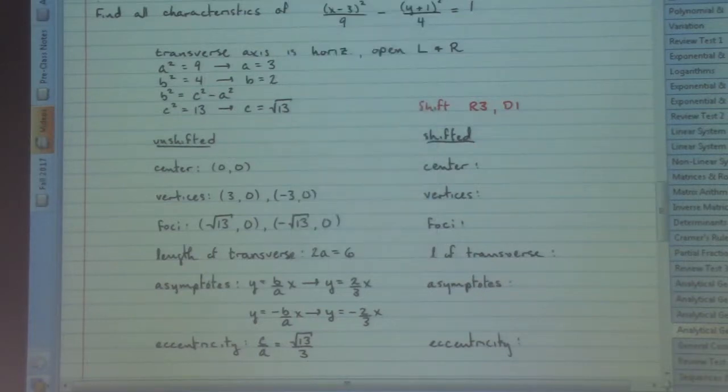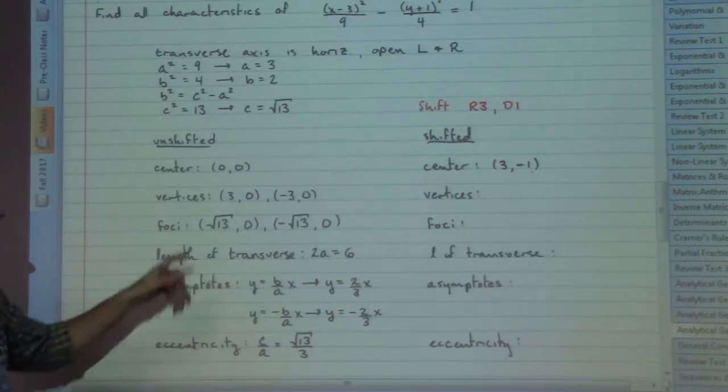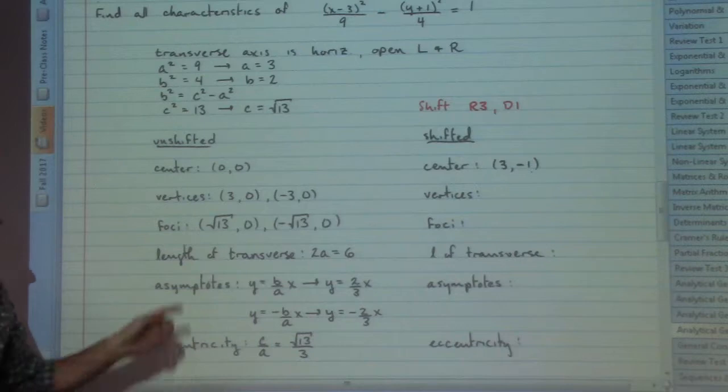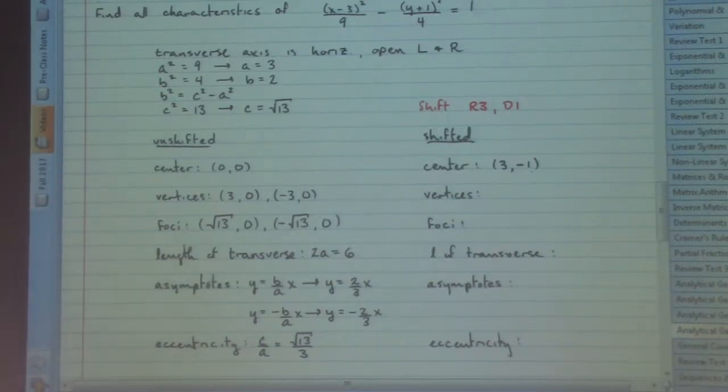So my center will get shifted right 3 and down 1, and will give me the point 3 comma negative 1. For the vertices and the foci, I can take that center and I can add to each of my vertex points and my focus points and come up with the new shifted vertex and focus points. 3 plus 3 is 6. 0 plus negative 1 is negative 1. 3 plus negative 3 is 0. And 0 plus negative 1 is negative 1.